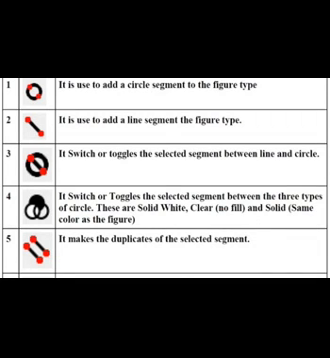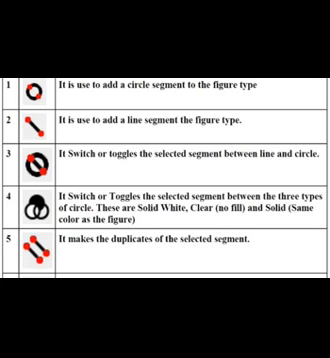The Pivot Animator window contains many tools. The first one is circle segment. It is used to add a circle segment to the figure type. The second one is line segment. It is used to add a line segment to the figure type.